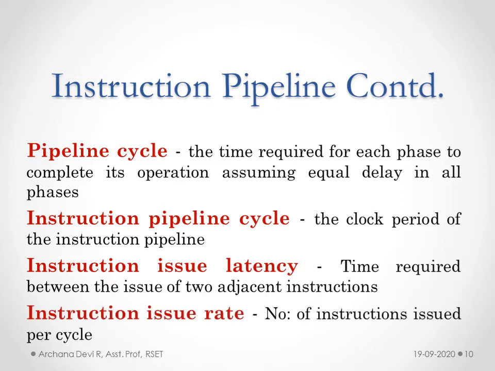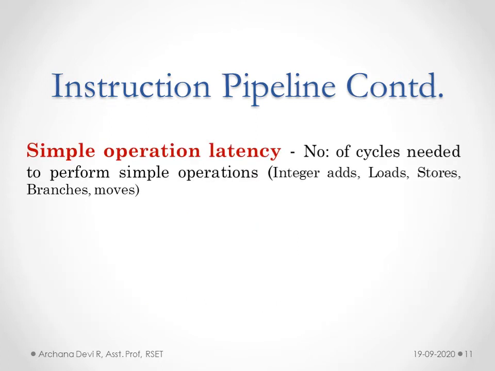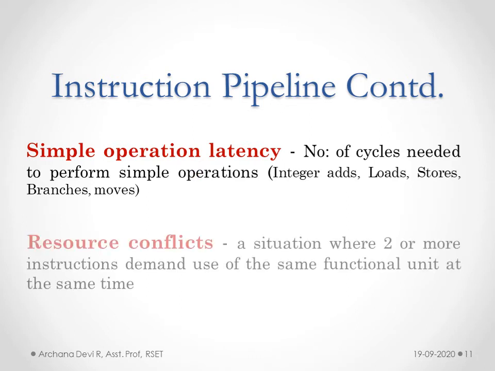Then instruction issue rate, the number of instructions issued per cycle. In a particular cycle, how many instructions can you issue in a clock cycle? Normally it will be 1, but there are cases where we can issue more than 1 instruction. That is instruction issue rate. Then another terminology associated with pipeline, simple operation latency. That is how many clock cycles are needed to perform simple operations like integer additions, load, store, branch, move, etc. So how many clock cycles will be needed to perform such operations? You call it simple operation latency.